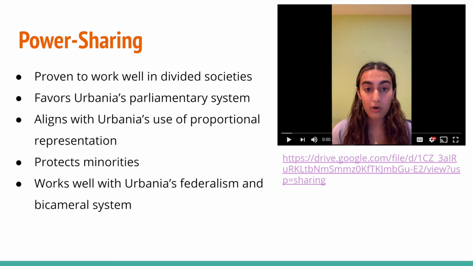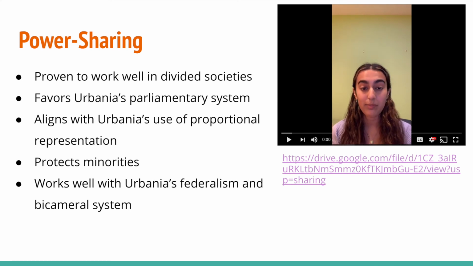So overall, power sharing is best for Urbania because we have different ethnic groups, and it will allow all of the groups to be heard and to have a say in the government and for everyone's vote to be counted. And it will protect minority groups from being discounted or being boxed out by more powerful groups.